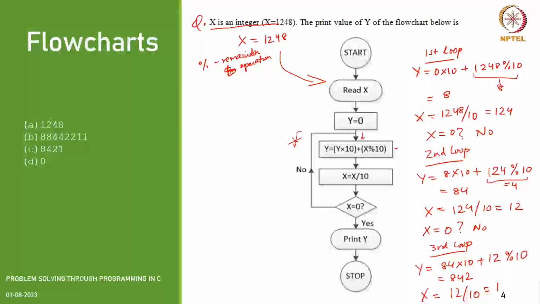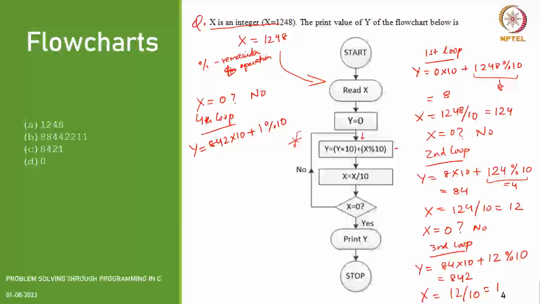Okay, now you check, is x equals 0? No, it's not. x equals 1, so it's still not 0. So we go for the fourth loop. In the fourth loop, y is 842, so 842 into 10 plus now x is 1 percentage 10. What will be the remainder here if you calculate this? It will be 1, right?